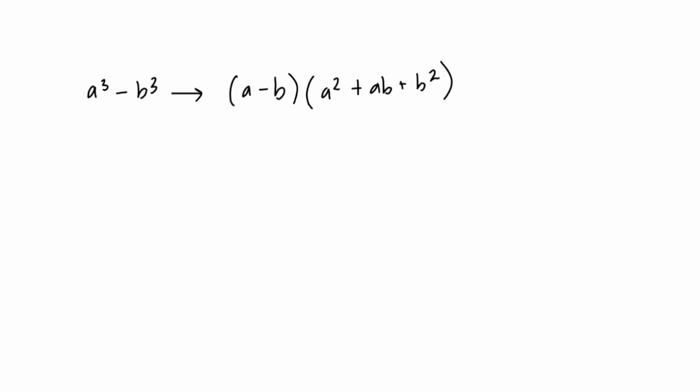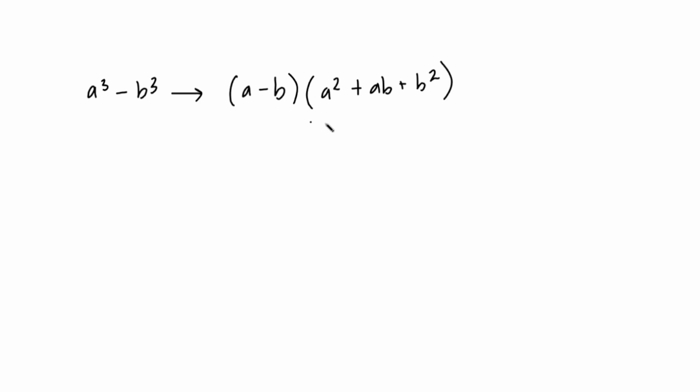When we look at the subtraction or the addition of two cubes, we may be wondering, how do we even factor this, or how did we even get to the factored form? Well, there's actually a simple formula to it. Let's look at it. A cubed minus b cubed. When we factor that, we're going to get a minus b times a squared plus ab plus b squared.